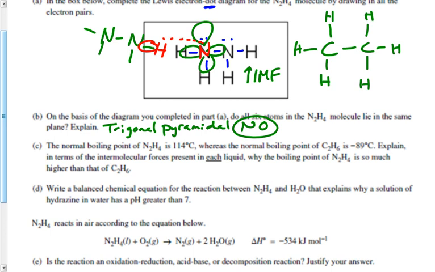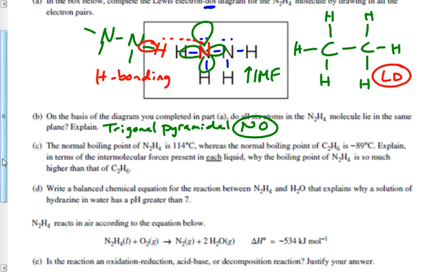Here there's nothing to attract, because these have LDs, because it's nonpolar, right? So you have H bonding versus nonpolar. So the difference is that N2H4 has H bonding while C2H6 has LDs. H bonds require a lot more energy to overcome, to break the forces, which causes it to become a gas.